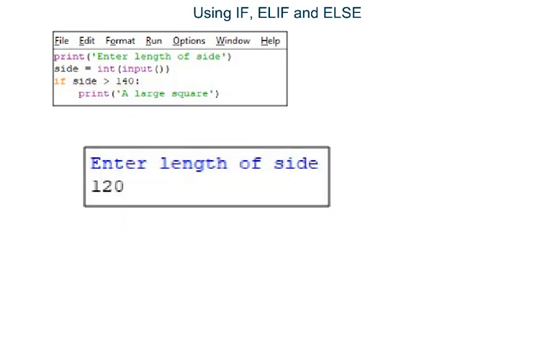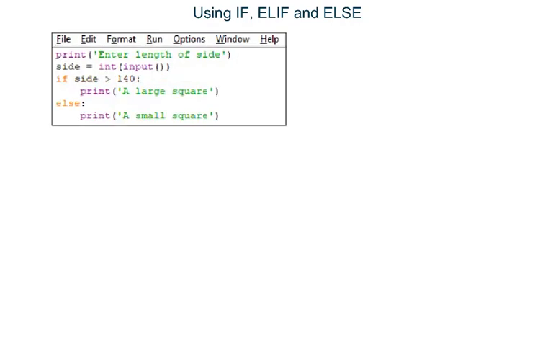When we run the program a second time, but this time enter 120, which gets stored in variable side, something different happens. The program again checks if what is in variable side, 120, is greater than 140. Clearly 120 is not greater than 140, so the program does not do the indented line of code. As there is no other code in our program, it just stops without doing anything else.